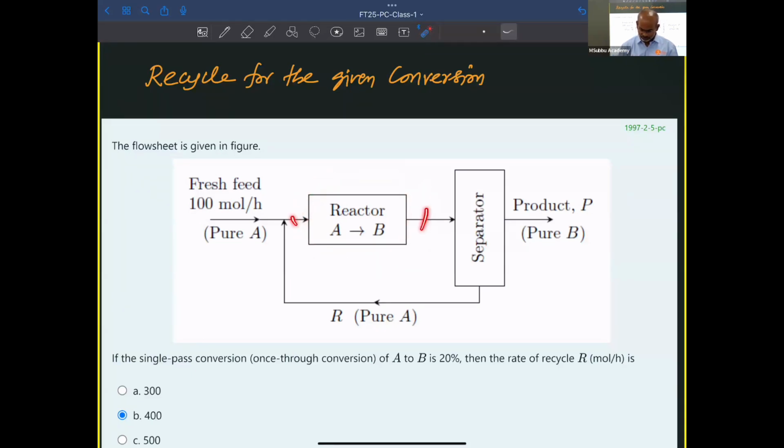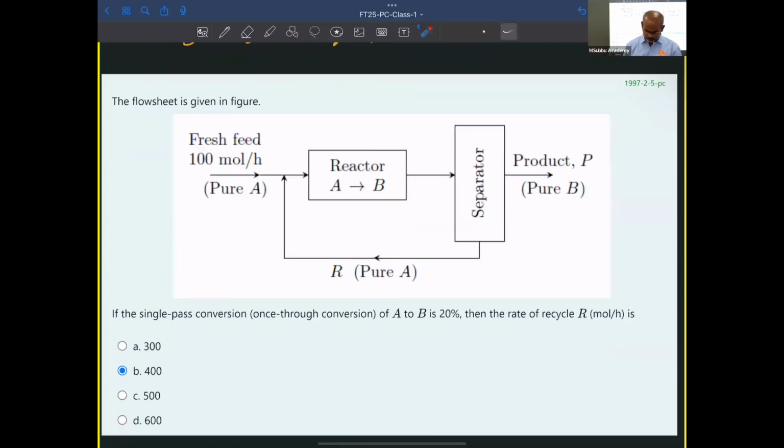What is entering and what is leaving, that alone is considered, and overall conversion is this overall boundary. Okay, so in this case we are asked to find, for the given data of single pass conversion, the rate of recycle. So for that, what could be done?